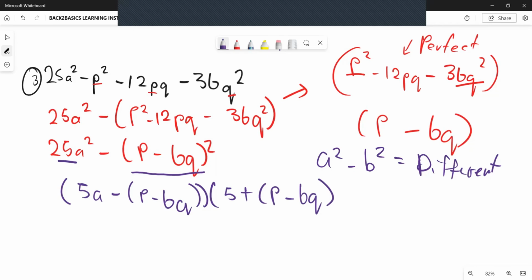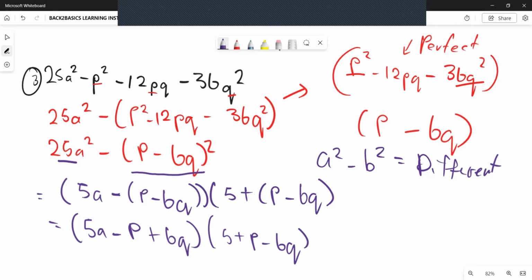And then from here, you can see what you can do. You can just multiply with the negative here to multiply everything. So your final answer is going to be 5a subtract p plus 6q, isn't it, because the negative multiplied by the negative gives you a positive. And the other one is going to be 5a plus p subtract 6q, because here you are having a positive, so the positive is not going to affect anything altogether.